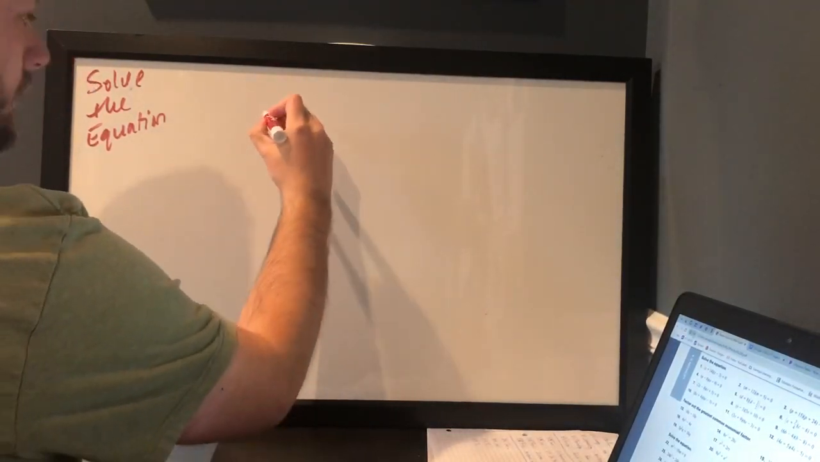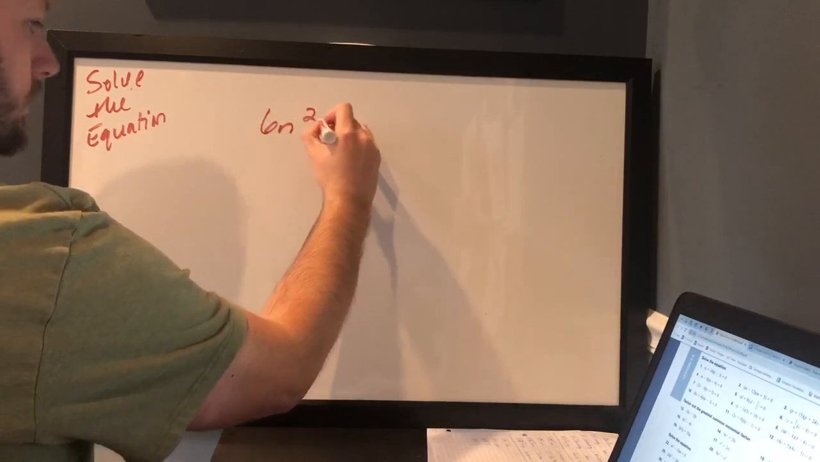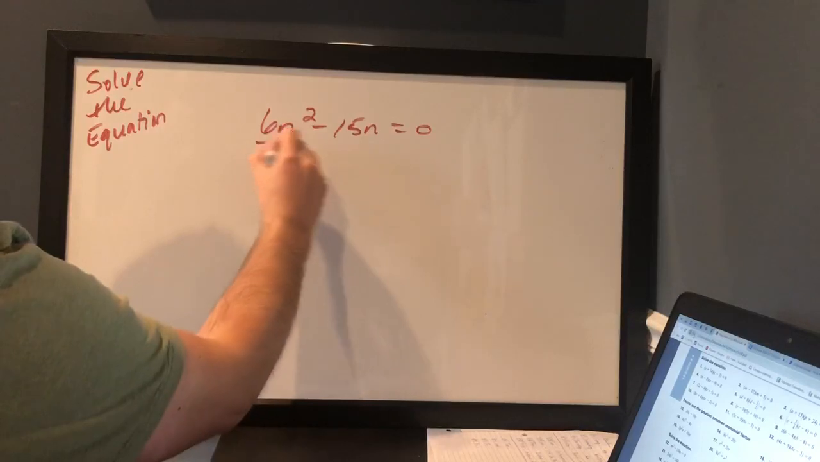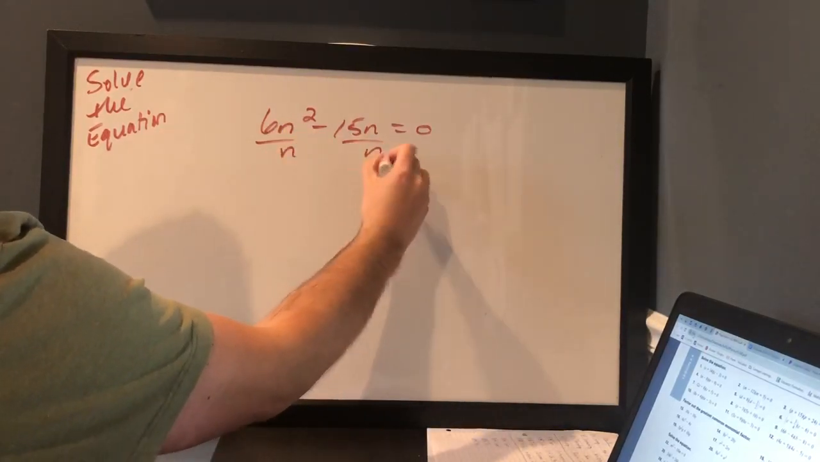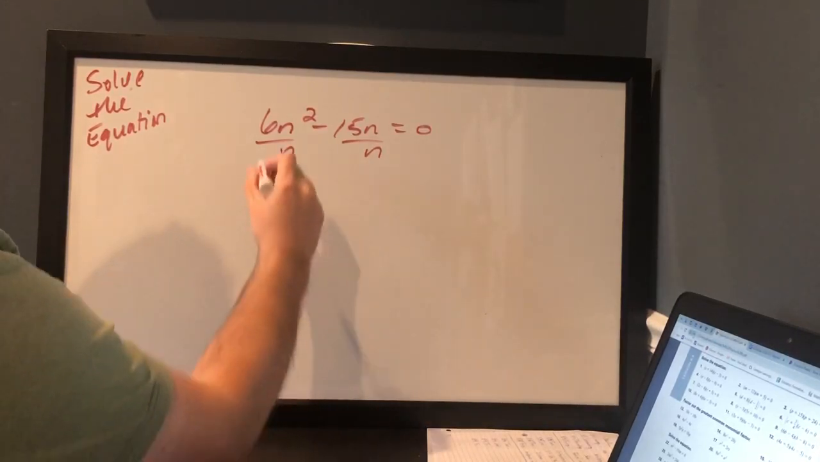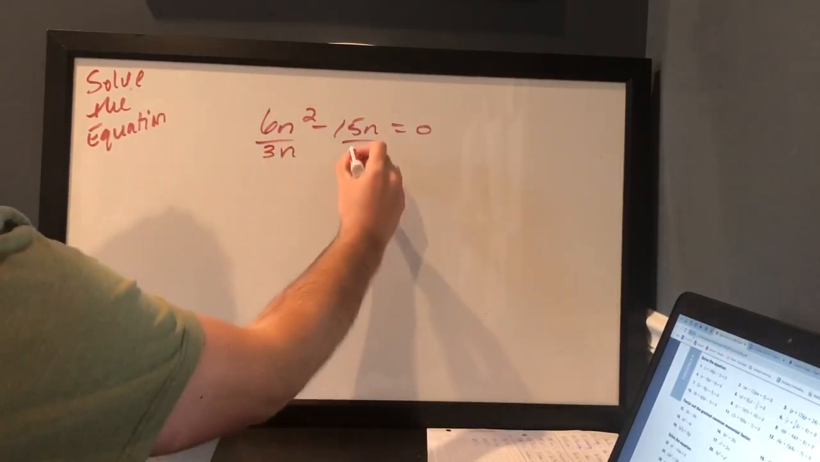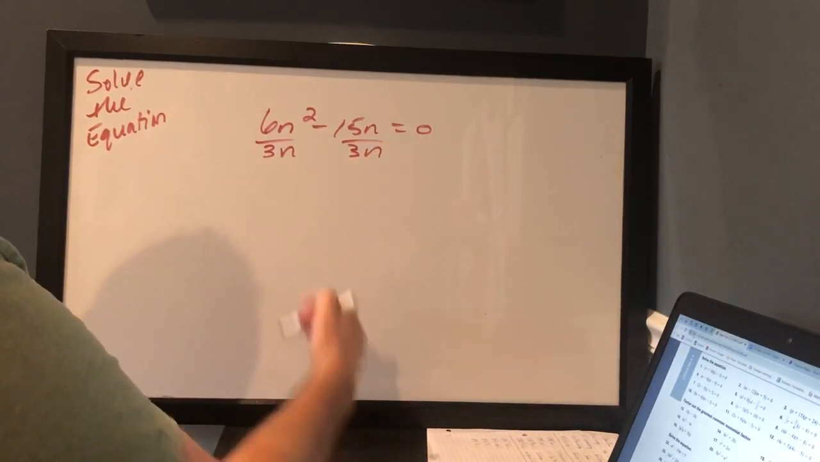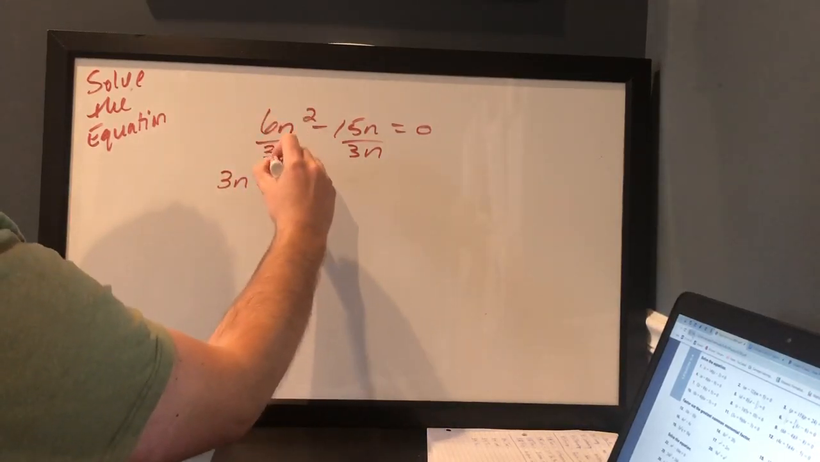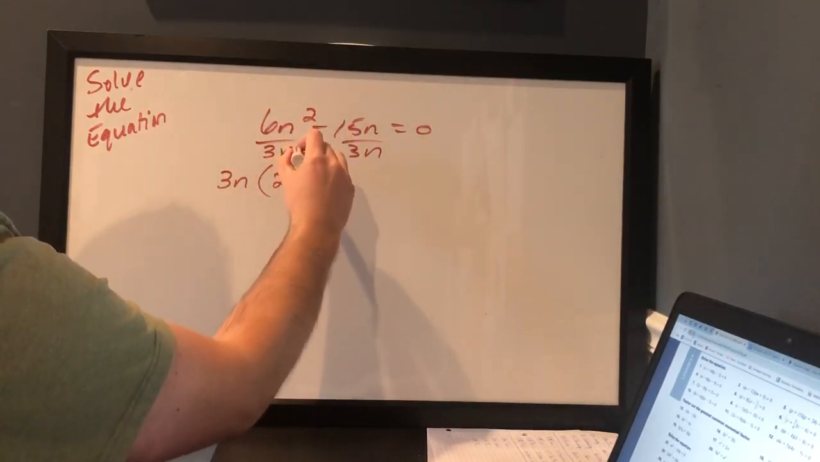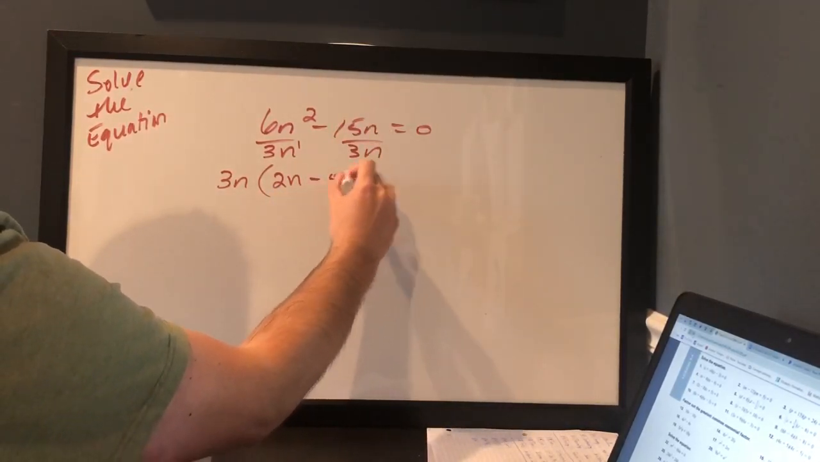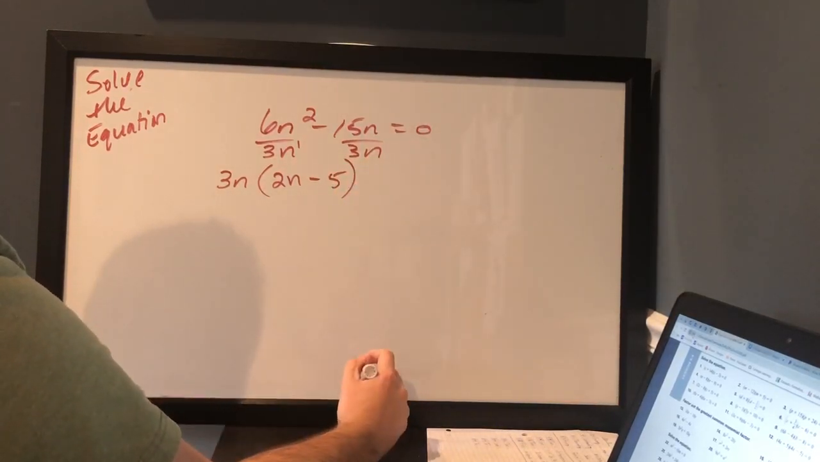Here's one. 6n squared minus 15n equals 0. Let's go ahead and put the n there because we can see that there's an n. 6 and 15. 6 is divisible by 3, 15 is also divisible by 3, so it looks like that's all we can factor out. So let's put 3n over here. 6 divided by 3 is 2. n squared divided by n to the first is n. 15 divided by 3 is 5, and n divided by n cancels out.